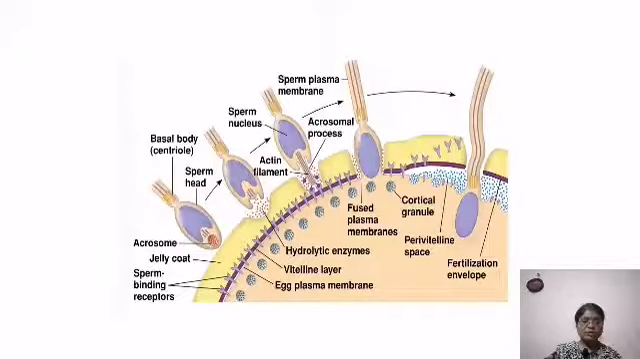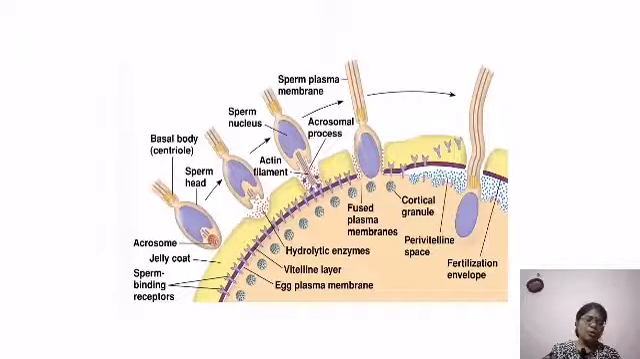Now if you look at the figure, if fertilization doesn't happen, what happens? We have seen that in the menstrual cycle. Now what happens on fertilization? Let's move on with that.